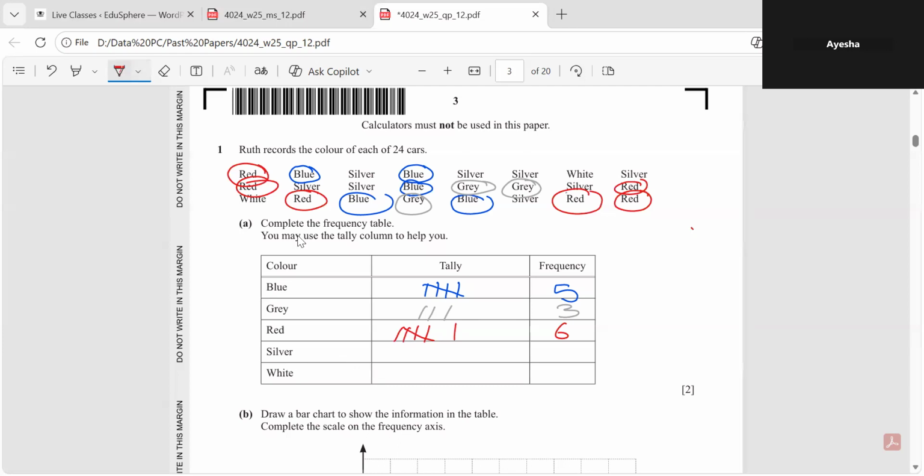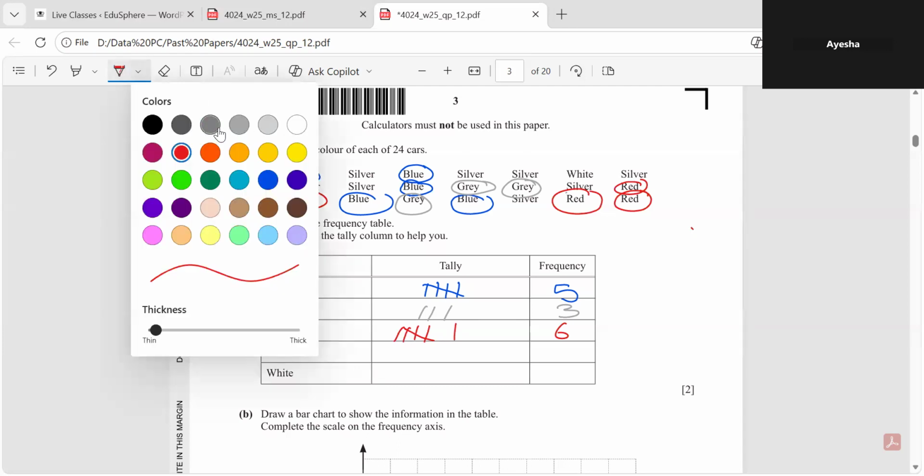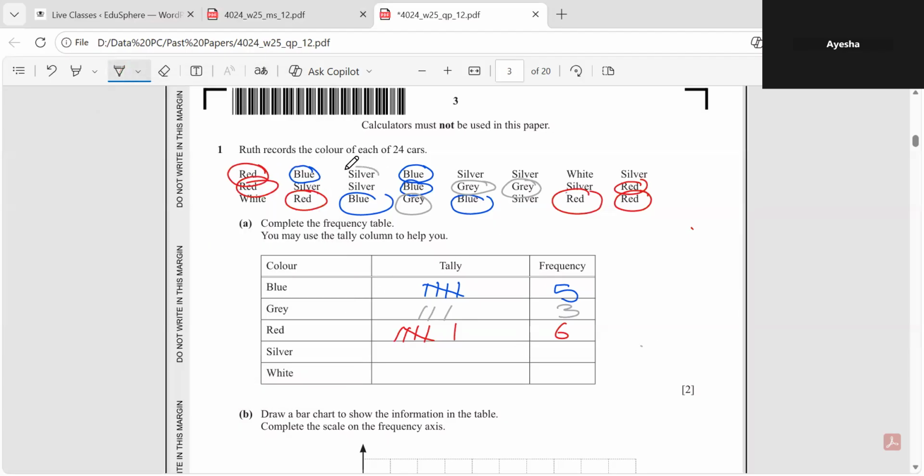Now we go to the silver. To change it from gray, I'm writing silver 1, silver 2, then silver 3, silver 4, then silver 5, silver 6, silver 7, silver 8. So there are a total of 8 silvers. So 1, 2, 3, 4, 5, 6, 7, 8.